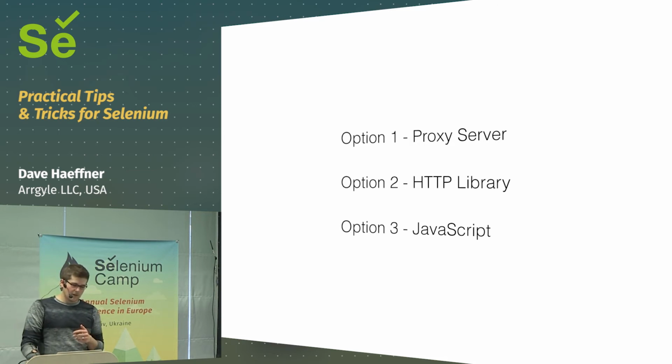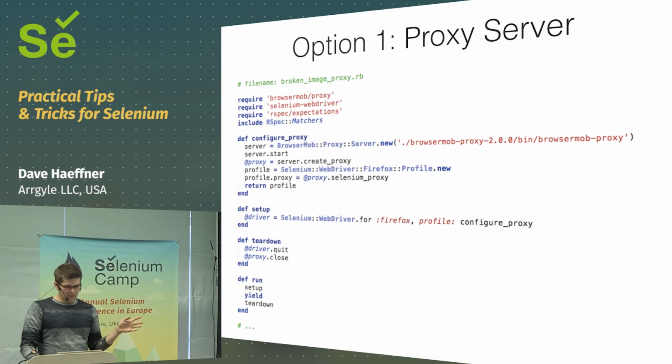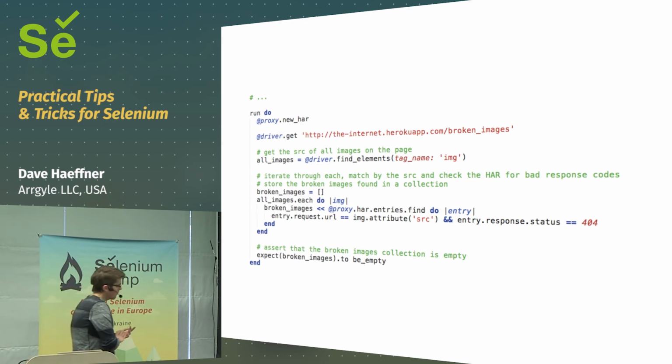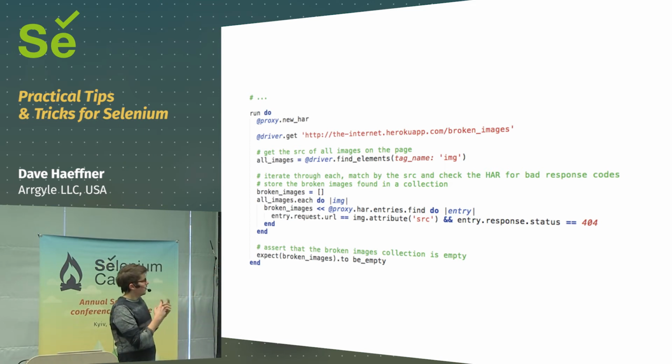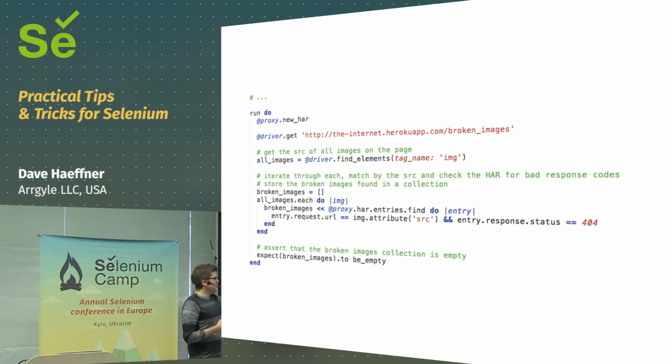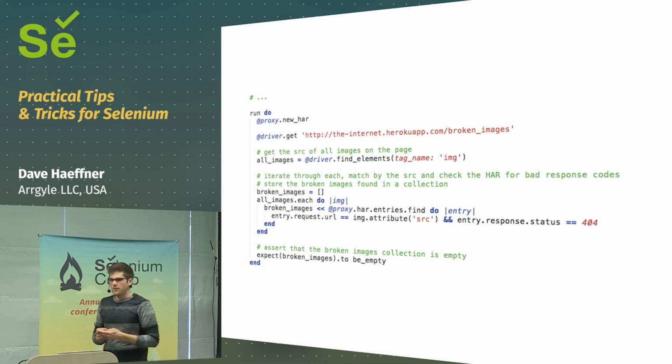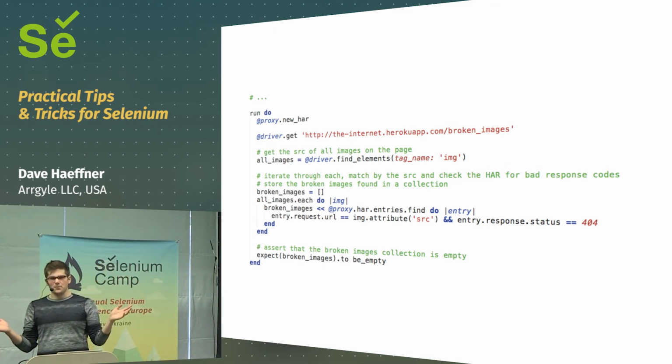So the last proxy example, after you have set everything up, say if you go to a page that has broken images, you get all the images, and then you iterate through each one, match the source and check the HAR, the HTTP archive, for bad response codes. Every bad response code you get, you can store in a collection, and then assert that the collection is empty when you're done. And if it's empty, congratulations, you have no broken images on the page. And if it's not, then you do, and you can find out what they are and where they are.